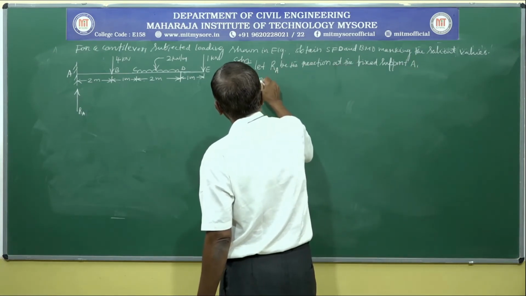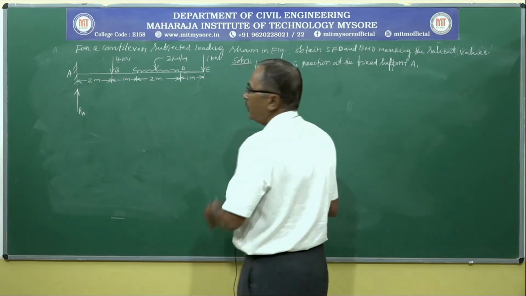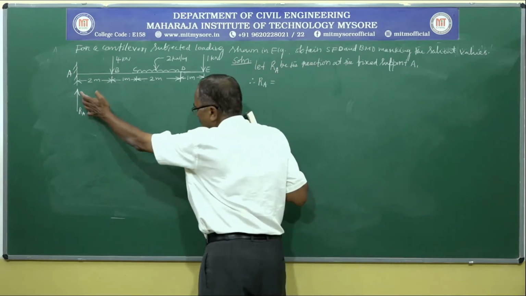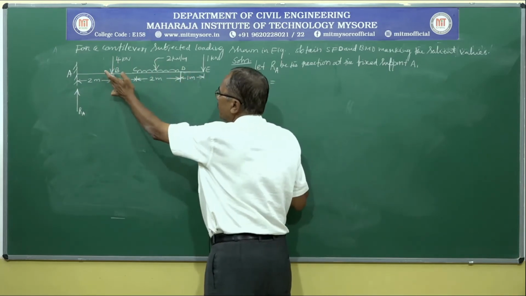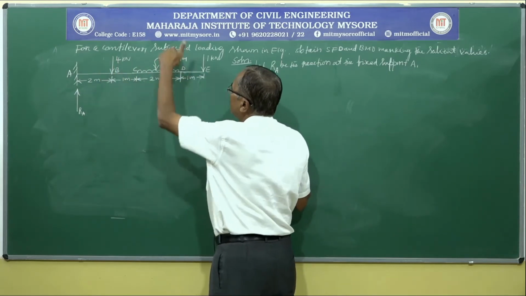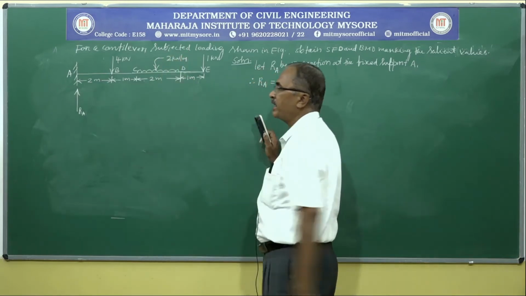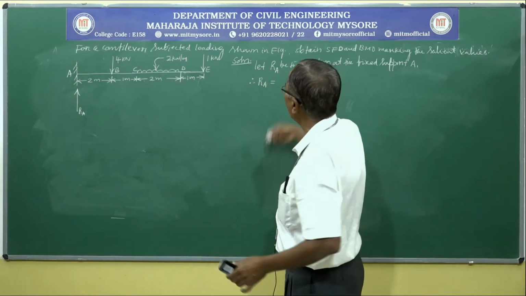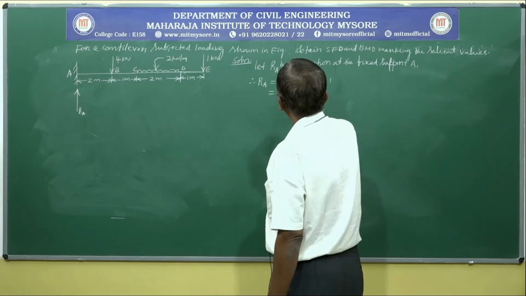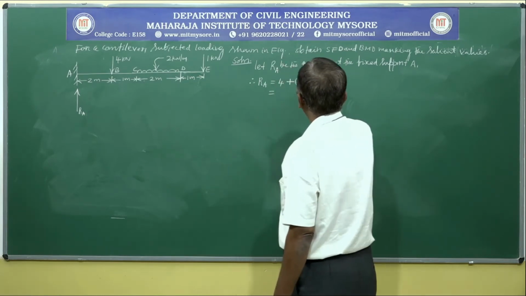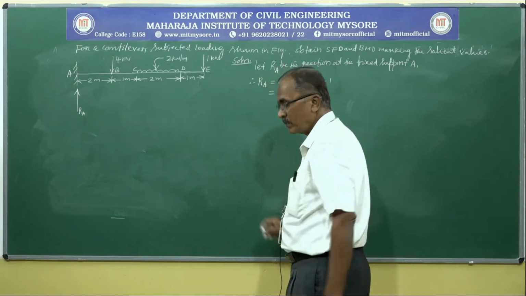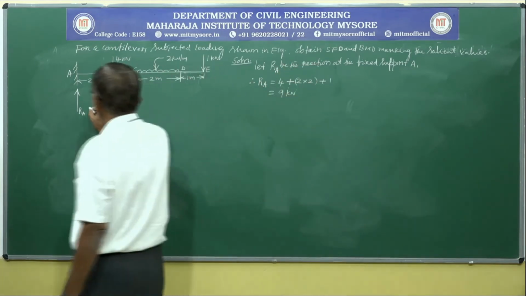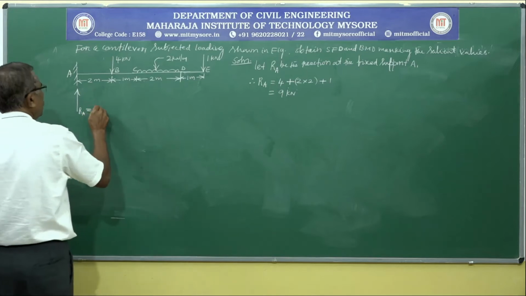Therefore, RA is equal to, again here to calculate RA we simply sum the loads acting on the beam. Summing means without considering sign convention, we are not considering any sign convention, simply keep on summing those. RA is equal to 4, 8 plus 1, 9 kilonewton. So, we can mark RA is equal to 9 kilonewton.